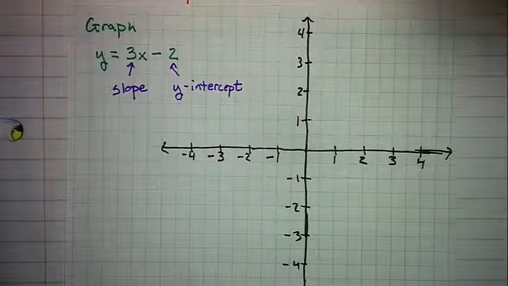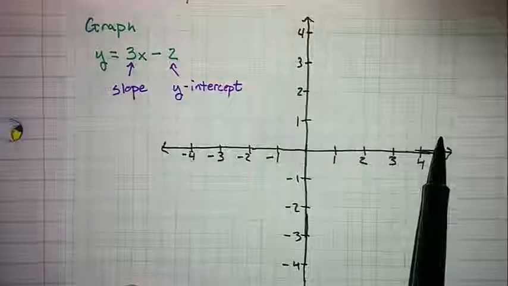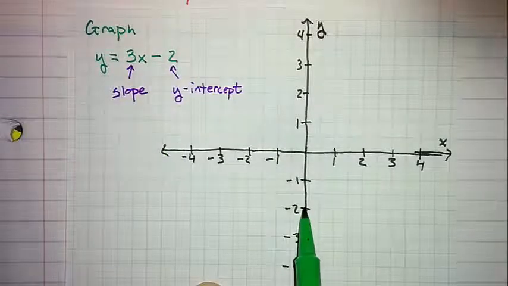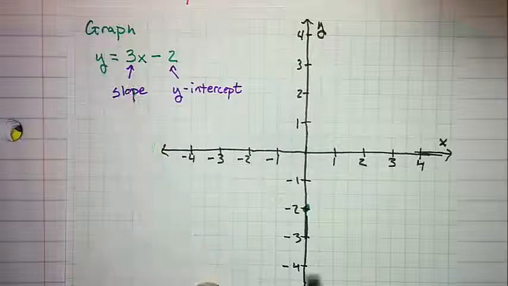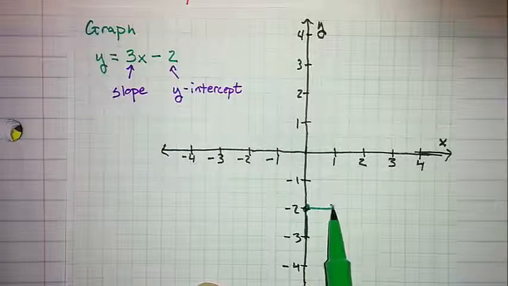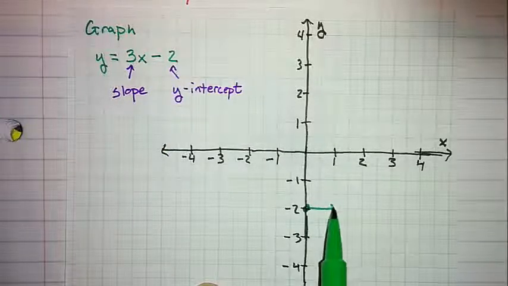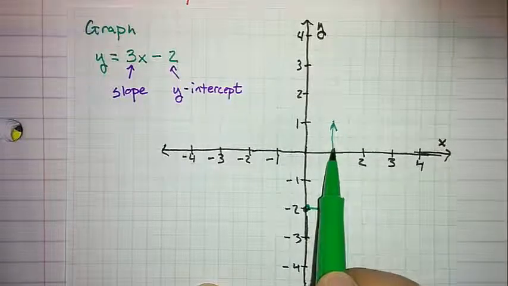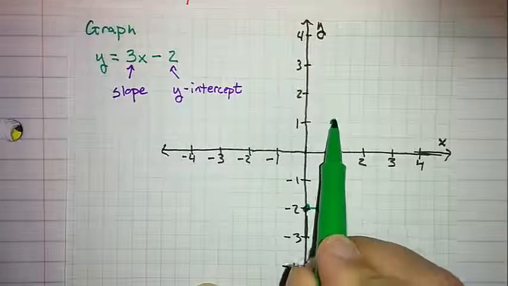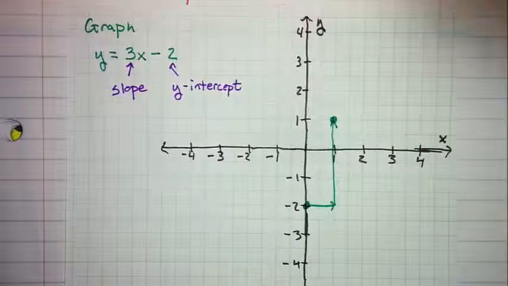Ooh, someone didn't label the axes on their graph. So the y-intercept will be down here at negative 2. And then the slope of 3 says, if we go to the right 1, we'll go up 1, 2, 3. So this is the second point on our line.